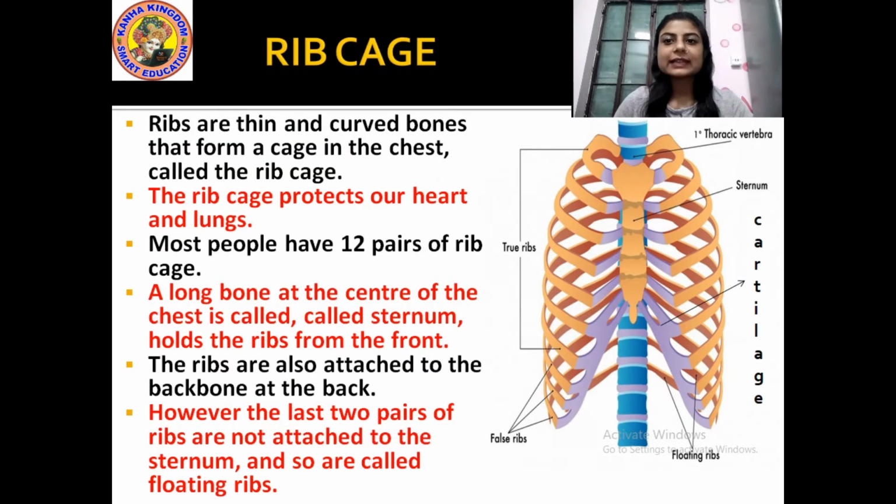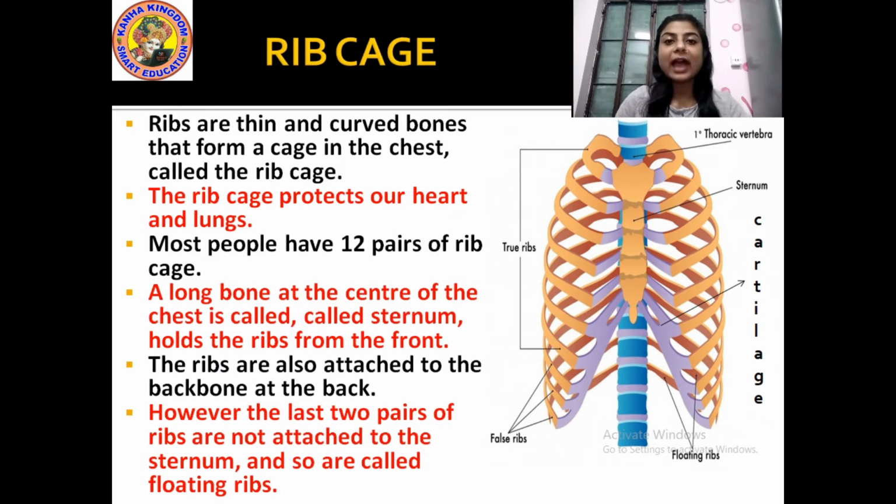And now students, let us study about the rib cage. Now what is the rib cage? First we studied about the skull, the head portion. The bones, that is the skeleton, present in the head. And now we will study the rib cage, the portion of our chest. Now what is the rib cage? Ribs are thin and curved bones that form a cage in the chest called the rib cage.